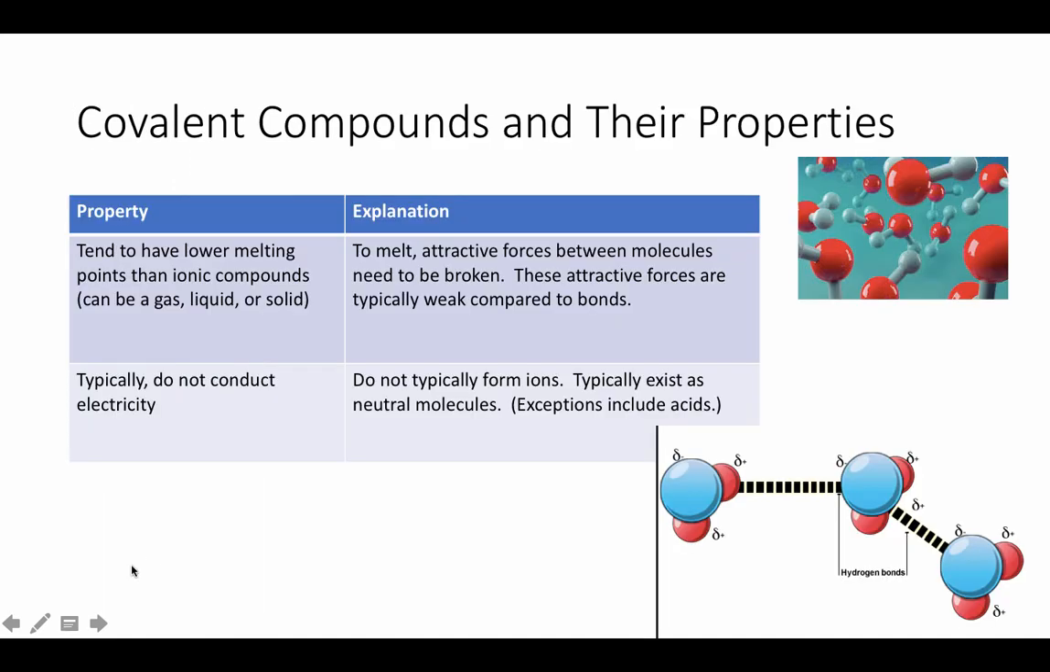So how about covalent compounds and their properties? Covalent compounds tend to have lower melting points than ionic compounds. They can be a gas, a liquid, or a solid at room temperatures and pressures. And the reason is, to melt a covalent compound, we are breaking the attractive forces between the molecules. Those attractive forces are typically weak compared to the covalent bonds.